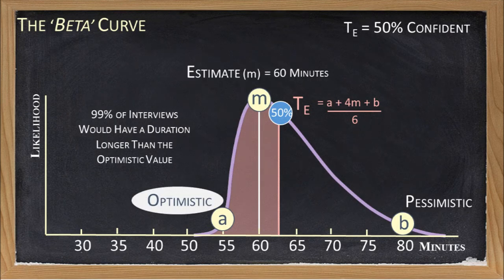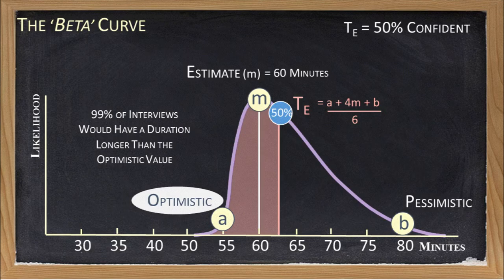Next, we look at the most optimistic estimate, which is shown by the letter A on the graph. This estimated duration represents the shortest duration that a task, or in our case the interview, is likely to be or could reasonably be completed in. A more formal way of looking at it would be that 99% of interviews would take longer to complete than this estimated duration.